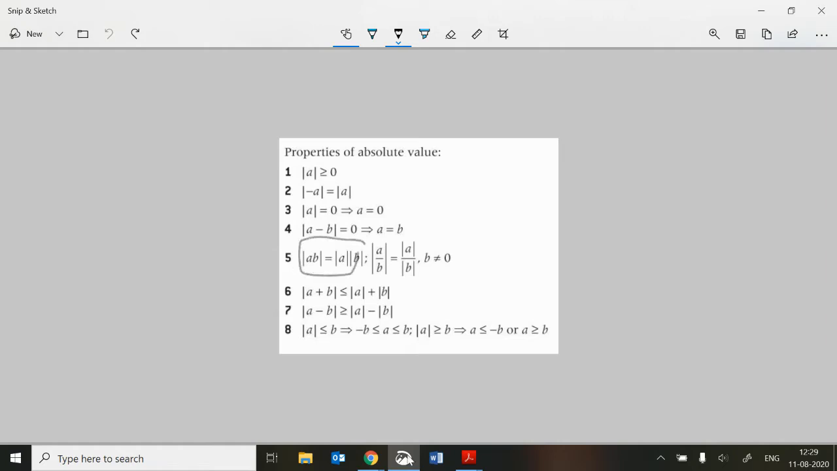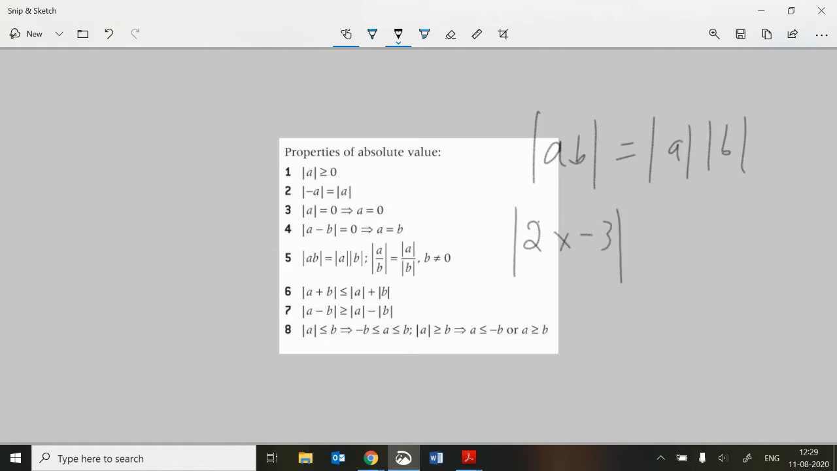Okay, now this one is really useful in some of the questions which we're going to be dealing with. It's just saying that if you times the two things together there, that's the same as timesing the modulus of A and the modulus of B. Let's come up with some examples. Maybe A is 2 and B is -3. Let's check if this is the same. The modulus of 2 times -3 is going to give us 6, so the modulus of -6.